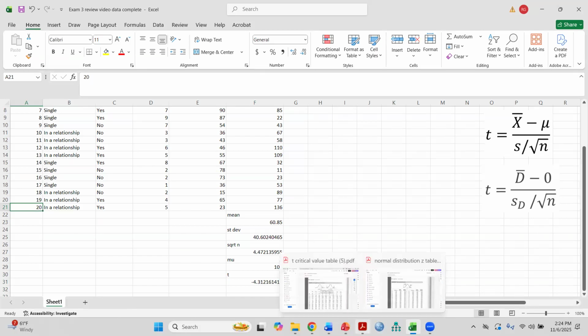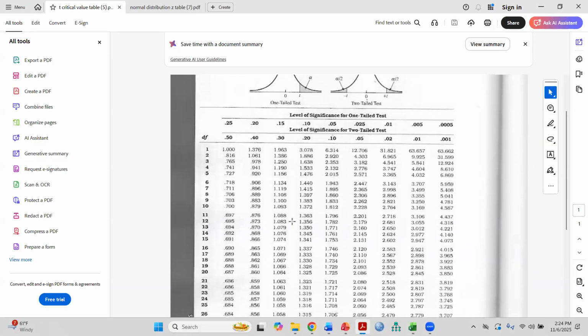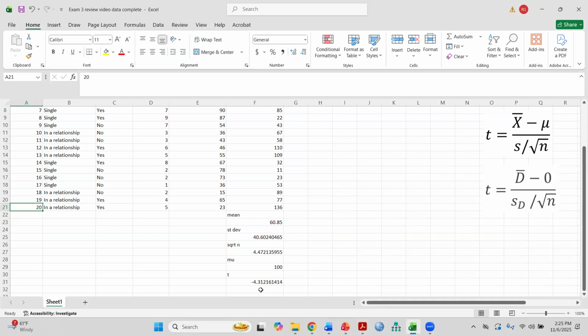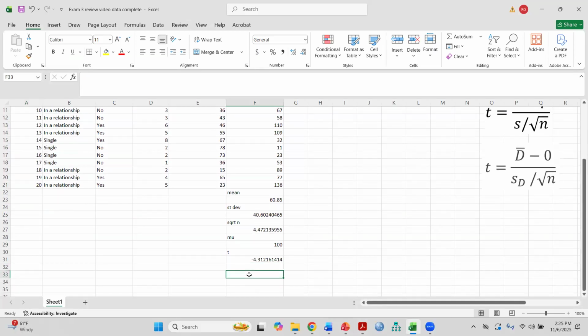Okay, there's 20 people in this sample. So let's go to our t-table. 20 minus 1 gives us the degrees of freedom of 19. It's a one-tailed test, alpha is 0.05. So our critical value here is 1.729, or really negative 1.729. That's the t-crit, because we're going to compare it to this negative number.